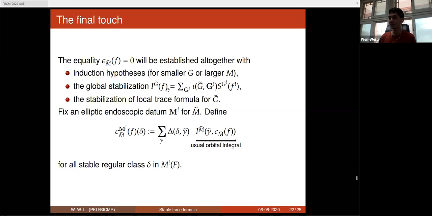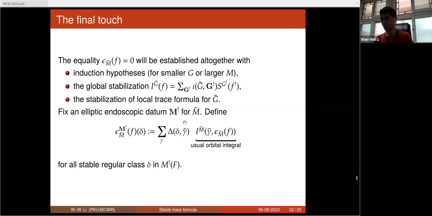So let me try to sketch the idea. The first is, we transfer this epsilon guy to M-shrink. M-shrink is an elliptic endoscopic datum by the usual recipe, right? I'm just repeating some earlier definitions.